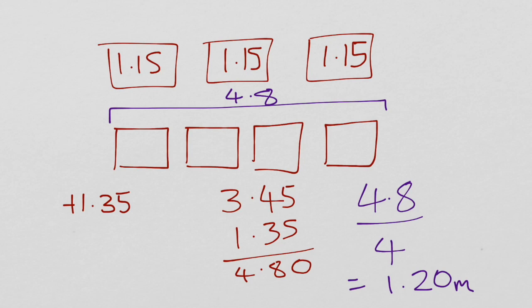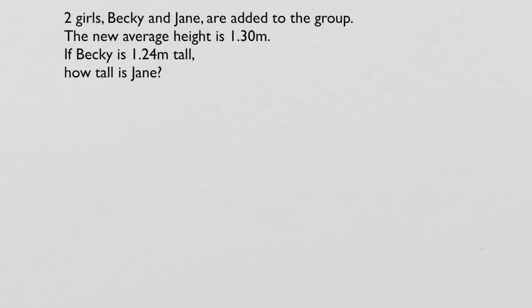And on to the second part of the question. 2 more girls, Becky and Jane, are now added to the group. The new average height is 1.3 meters. If Becky is 1.24 meters tall, how tall is Jane?